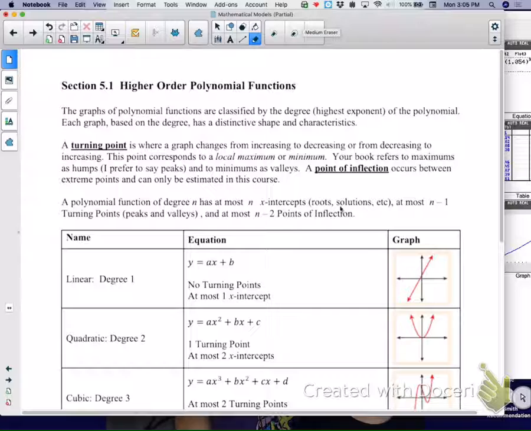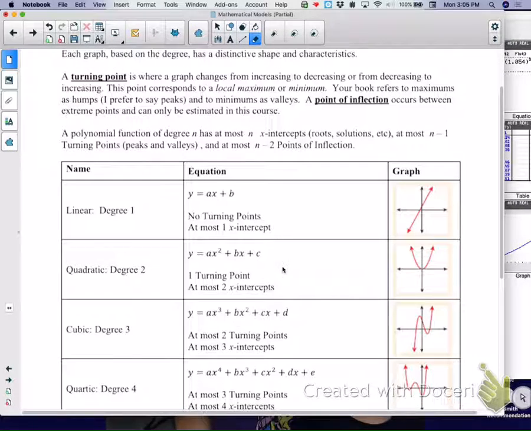Now, something that you know from looking at that highest exponent, that degree: if you have degree n, then you're going to have at most n x-intercepts, which is the same thing as roots, solutions, zeros, that kind of thing. You're going to have at most n minus 1 turning points, which are those peaks and valleys, and you're going to have at most n minus 2 points of inflection. I know that seems silly to say at most, and we'll talk about why that is in a little bit, but that is going to help you too, even with the graphing calculator.